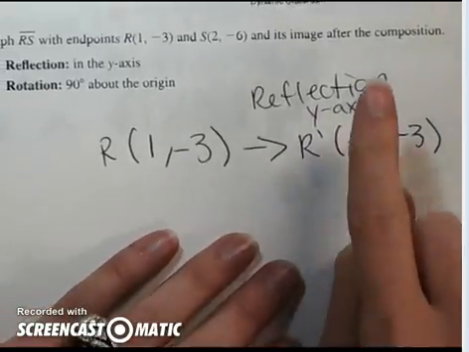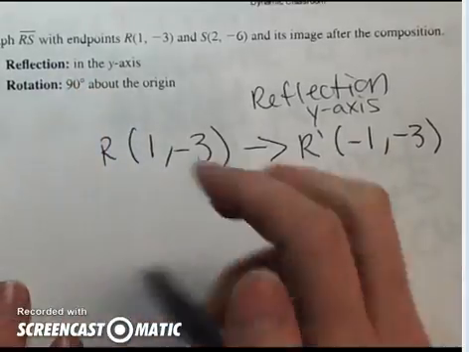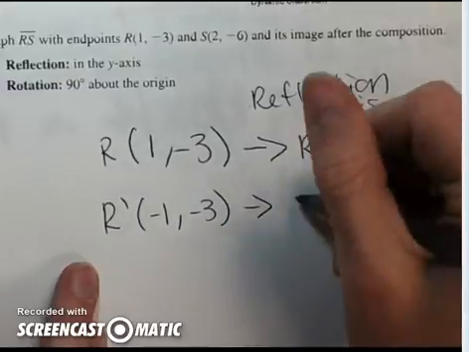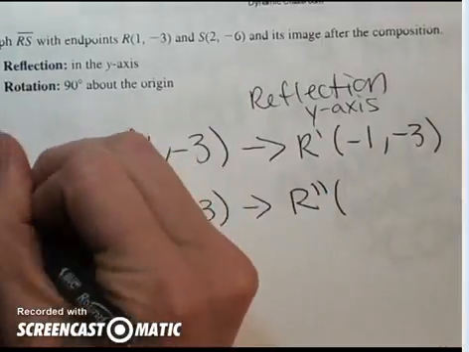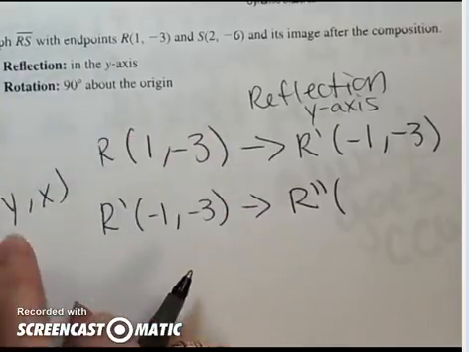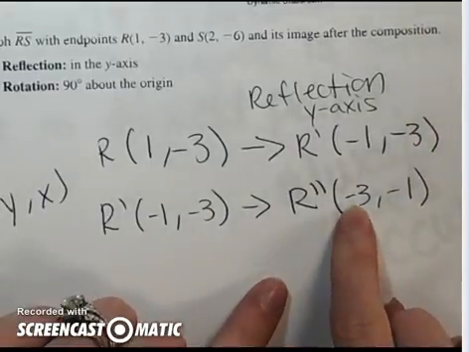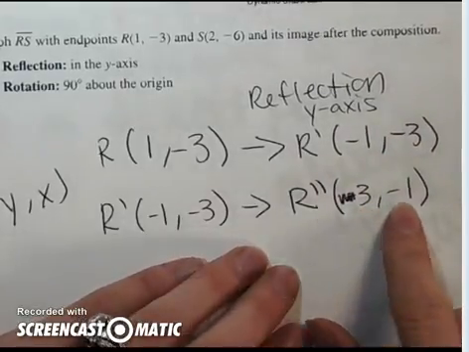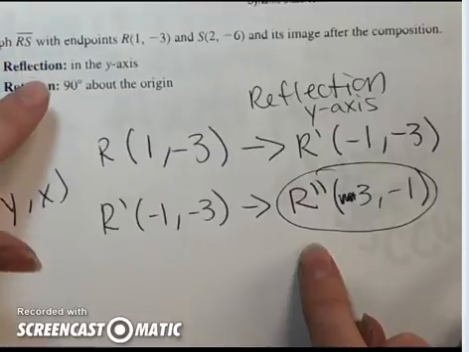Okay. Now we're going to apply the rule for 90 degrees about the origin to R prime. So we have R prime at -1, -3, and it's going to become R double prime. And remember, your rule is you switch your y and your x, and you change the sign of your y. Okay? So switch them, you get -3, -1. You have to change the sign of the 3, so it becomes 3, -1. Okay? So this is the point after the composition of the reflection and the rotation.